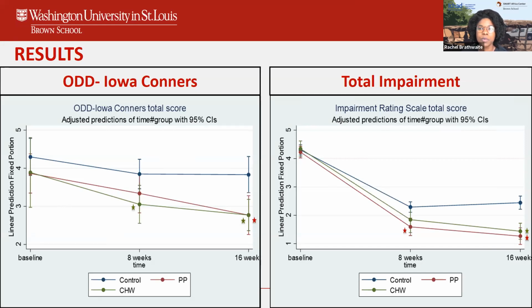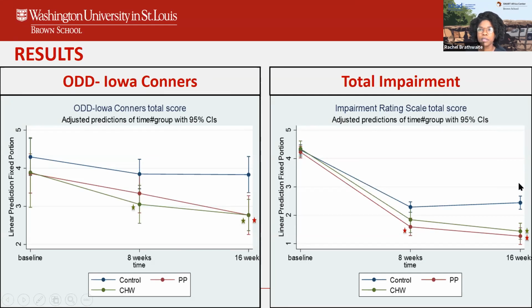And we can see, as we go over time, that the intervention is very much more effective in reducing oppositional defiant disorders among children in both intervention arms. And at 8 weeks, we saw that the children who were in the community healthcare workers arm were already showing significantly lower levels of oppositional defiant disorder compared to those in the control condition.